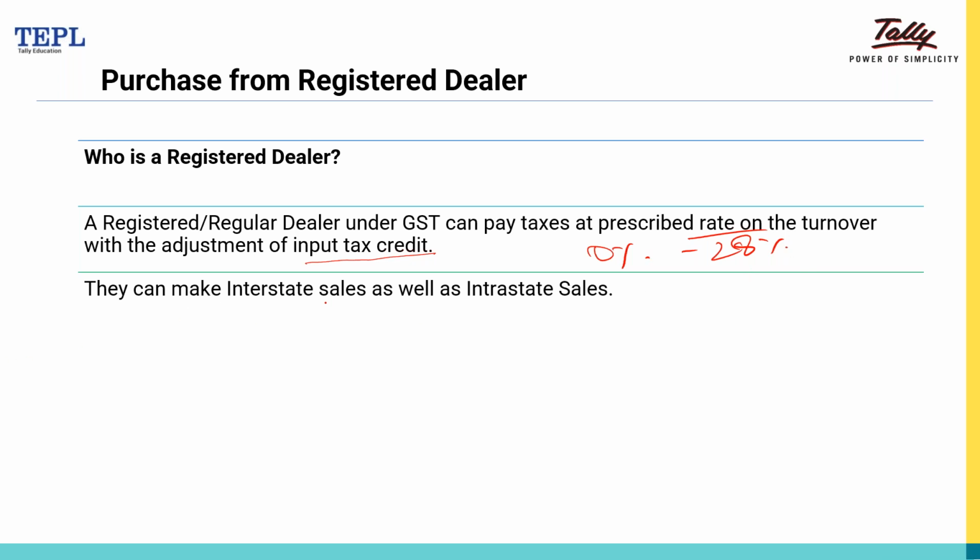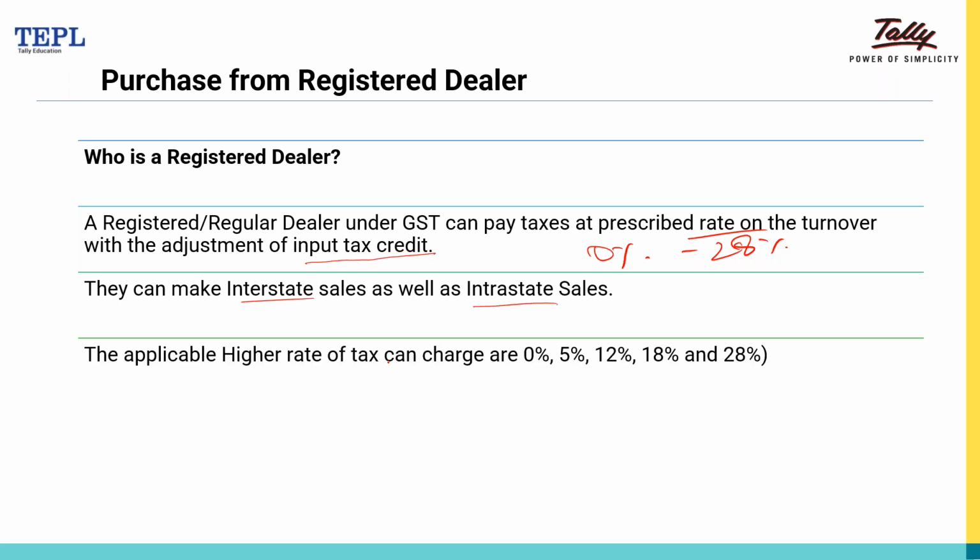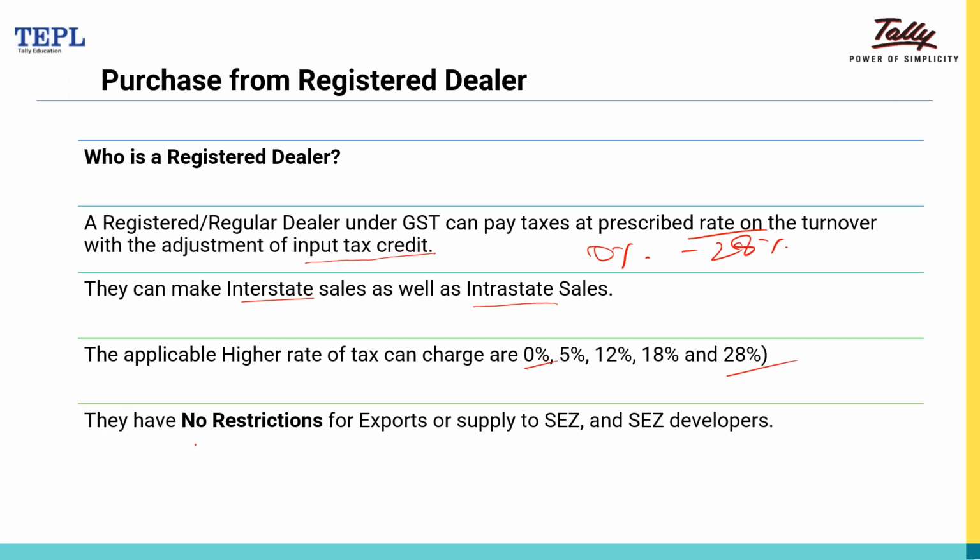They can make interstate sales as well as intrastate sales. So a registered dealer can deal with interstate parties and intrastate parties as well. Then the applicable tax rate can be charged at 0 to 28%, as I said: 0, 5, 12, 18, and 28. These are the prescribed rates under GST, and they have no restrictions for export or supply to SEZ and SEZ developers. So a registered dealer can export his goods and supply to SEZ and SEZ developers.